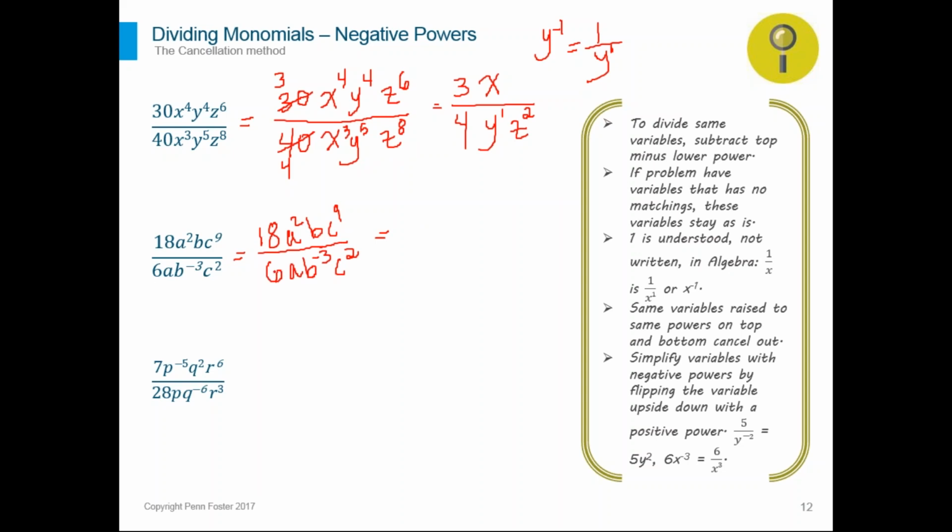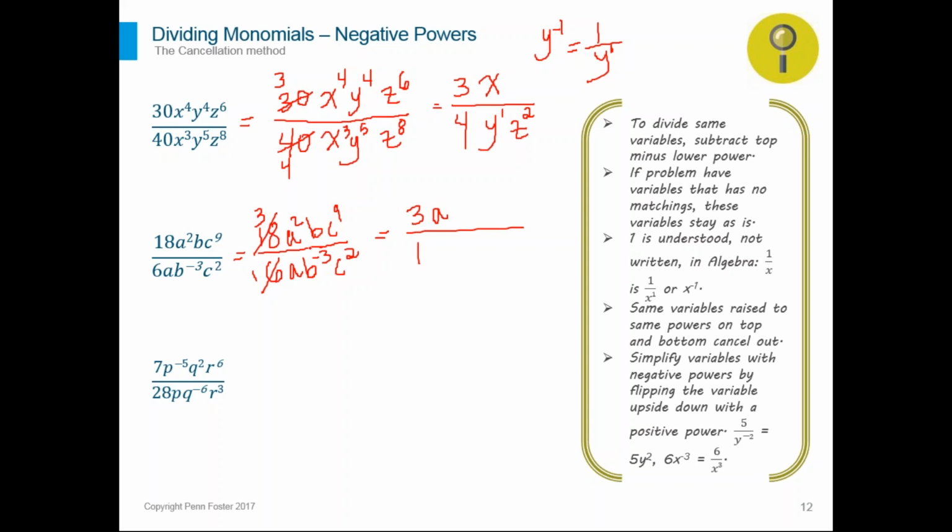18 over 6, 6 is a common factor. Divide over 6, that's a 1. Divide over 6, that's a 3. Okay, so far we have a 3 and a 1. a to the second and a, 2 minus 1 is 1. So a to the first will be on the top because the 1 is a positive power.